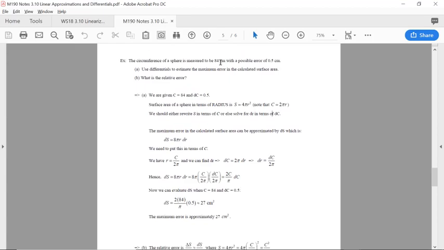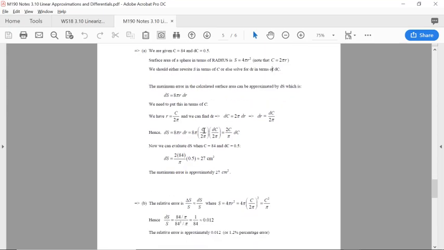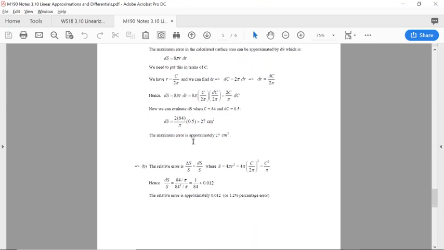So let's find out what the surface area would have calculated to be if 84 was the circumference, and then divide our maximum error of 27 by that surface area to see how small it is as a proportion. Okay. So the relative error is found just that way.